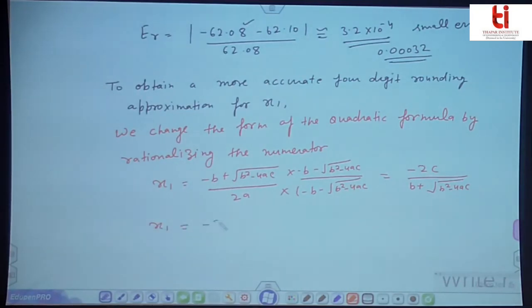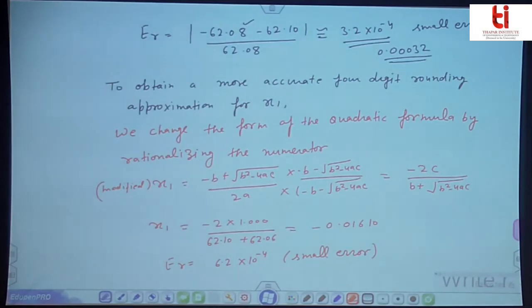Okay, so now compute x1, that is minus 2 into 1.000 upon the value of b, which is 62.10, plus 62.06. The value is coming out to be minus 0.01610. Here we will find the relative error, the exact value of the root x1 minus the approximate value. So this is the modified x1. Here the relative error we are getting is 6.2 into 10 raised to the minus 4. Verify it by yourself. That is a small error.